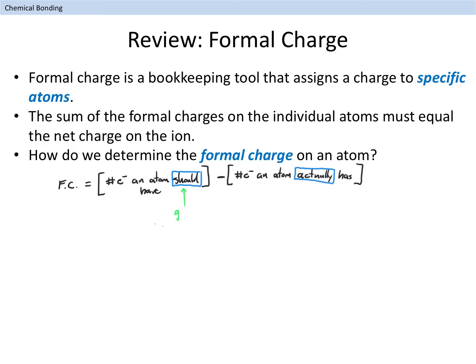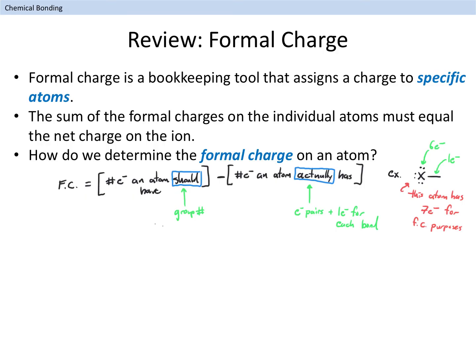How many electrons should an atom have? The number of electrons an atom should have is equal to its group number. How do we determine how many electrons an atom actually has? We examine the structure. First, we add up any non-bonding electrons on the atom. Next, we look at the bonding electrons. We know that a bond contains 2 electrons, but because the bond is shared with another atom, we only consider 1 electron of that bond as being on the atom we are looking at for formal charge purposes. So each bond on an atom is worth 1 electron for formal charge purposes.